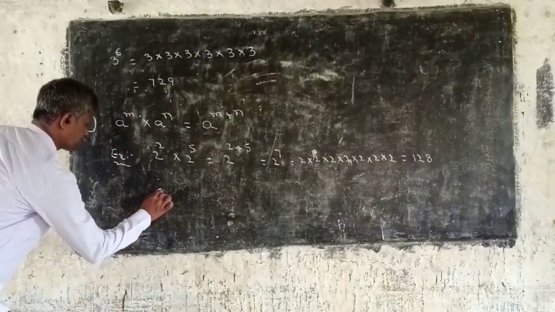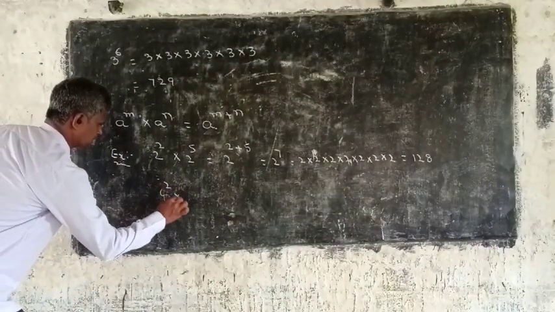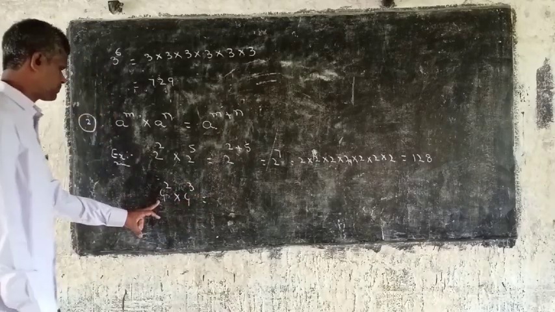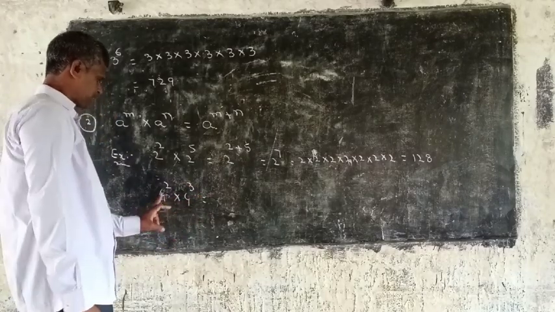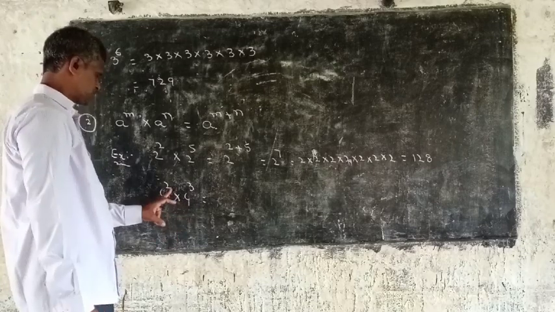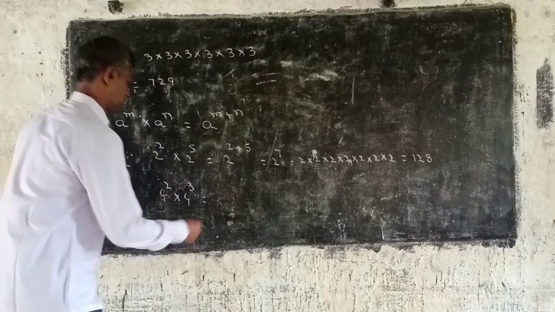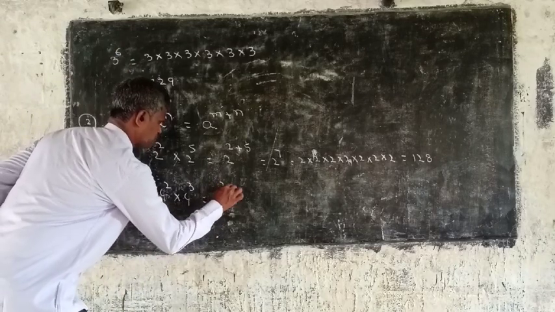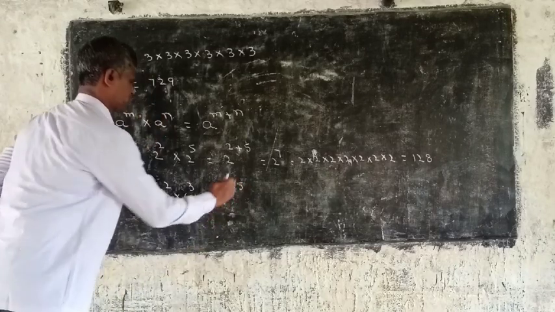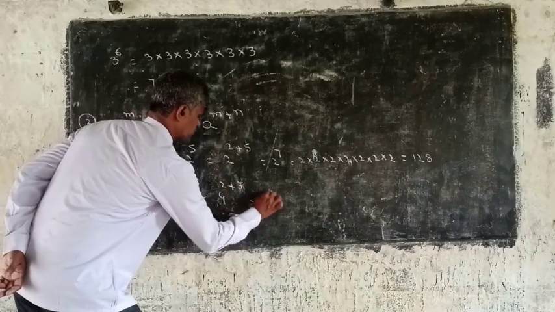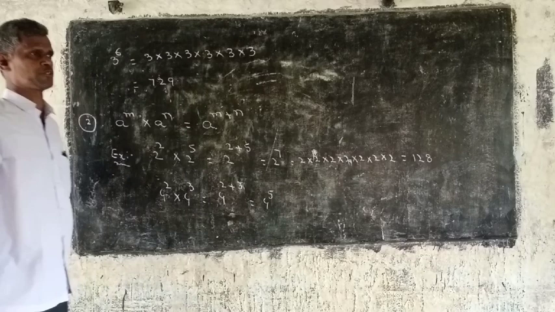Next one, 4 square into 4 cube. 4 is the base. Bases are equal, so multiplication changes into addition. 4 to the power of 2 plus 3 equals 4 to the power of 5.